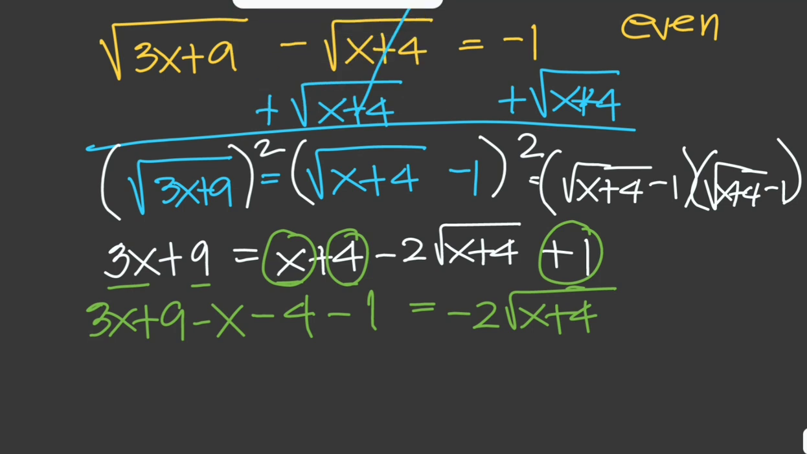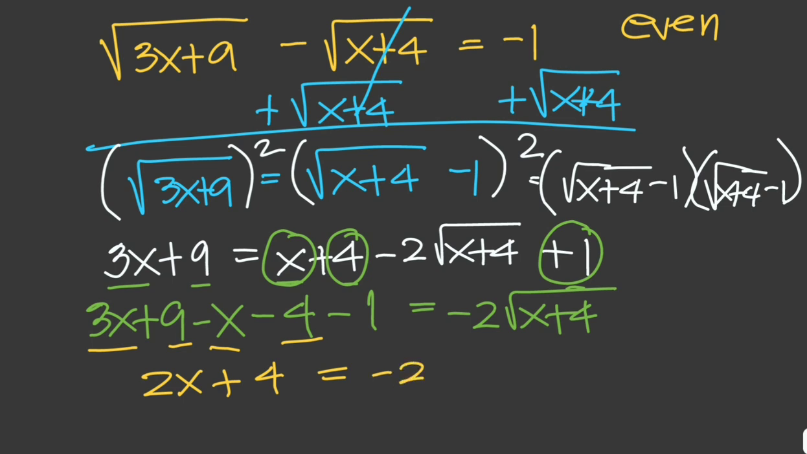And then we simplify this. 3x minus x, that is just 2x. Then 9 minus 4 is 5. 5 minus 1 is 4. That is equal to negative 2 square root of x plus 4. Now take note here that we still have a square root on the right side. So what we're gonna do, we square both sides of the equation again.